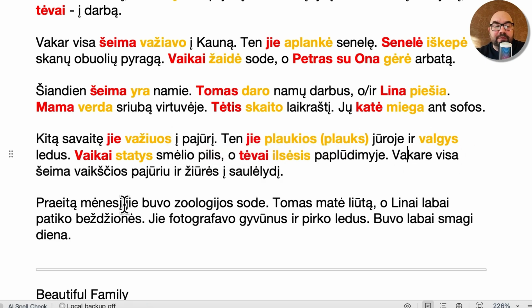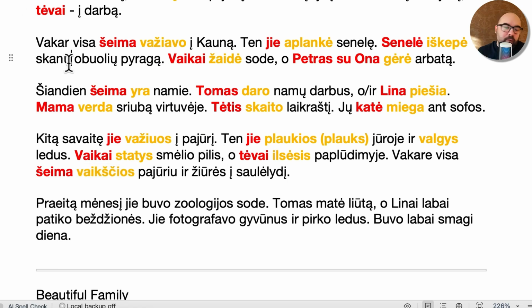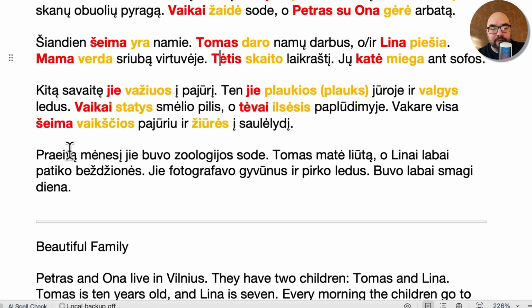So vakare visa šeima, right? Visa šeima vaikščios, that means vaikščioti, just to walk around, like to swim around, right? Vaikščios pajūriu ir žiūrės, and we'll watch the sunset.